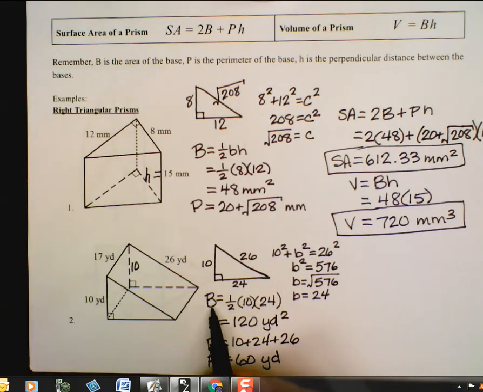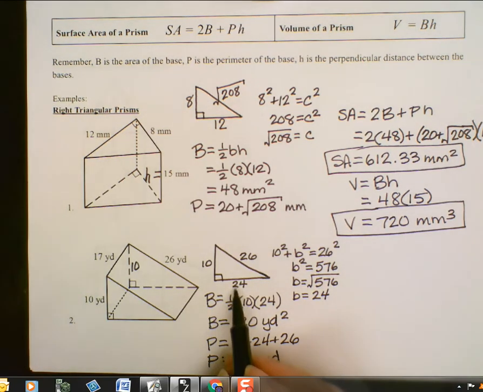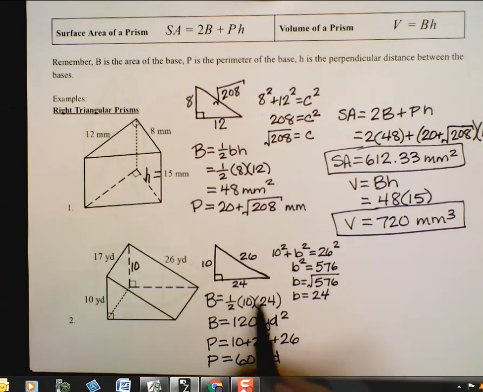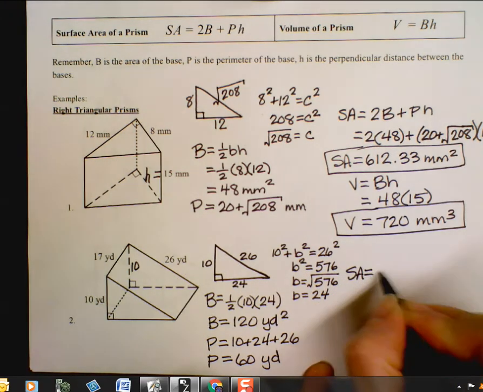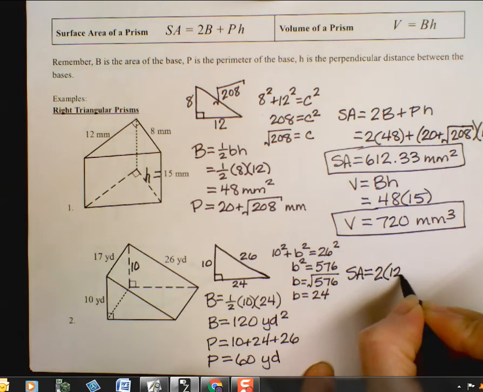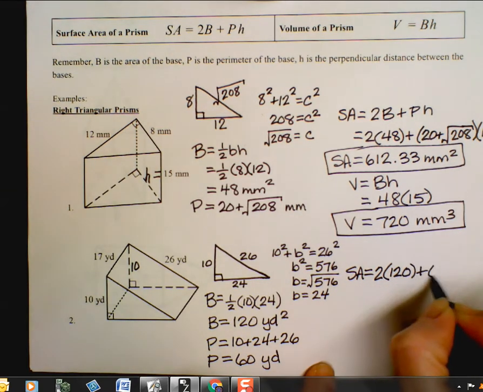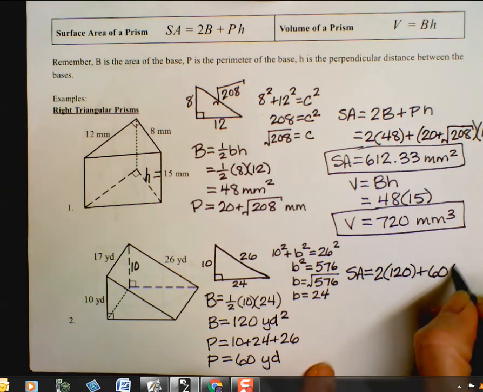For the area of the triangle, the capital B, take 1/2 times 10 times 24. Remember, these are the two values that meet at the right angle. So the area of the base is 120 square yards. And then I found the perimeter of the base to be 60 yards by adding those lengths all together. All right, so for our surface area, we take 2 times the area of the base, 120, plus the perimeter of the base, 60, times the height of the solid.